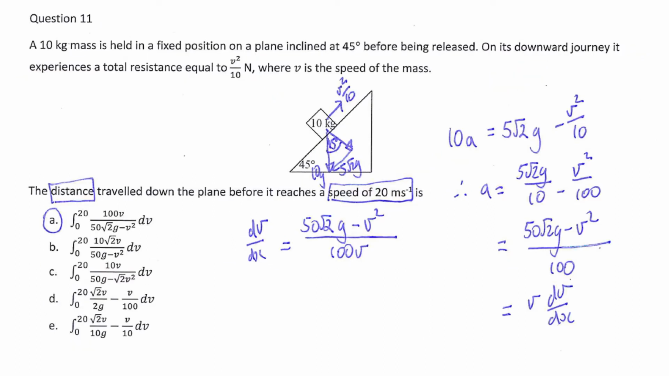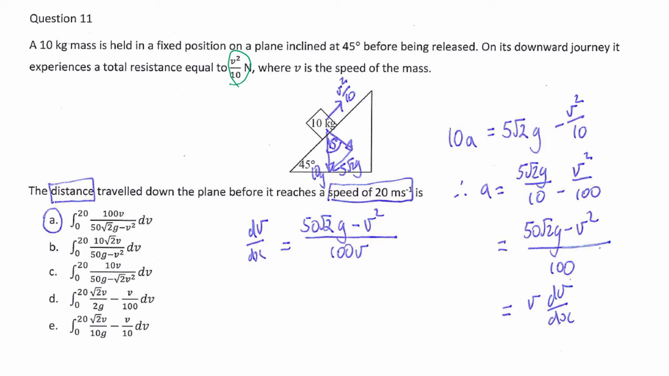All right, I guess this was a bit of a mean one to put as a multiple choice because there was a fair bit of thinking and understanding involved in all of this, but it's actually not too bad when you think about it, and it had a purpose in being there on the paper. So what are we talking about here? A 10 kg mass is held in a fixed position on a plane at 45 degrees, and then it is released. On its downward journey, it experiences total resistance equal to v squared on 10 newtons.